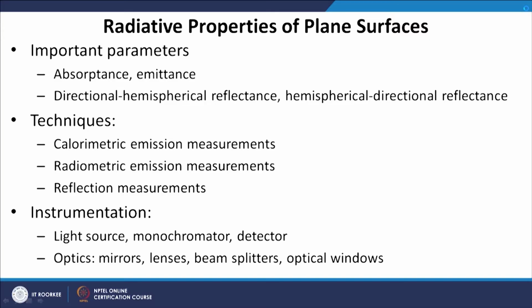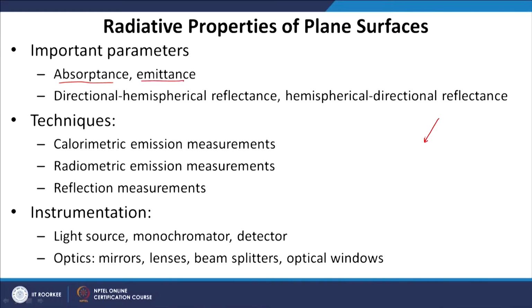through experiments. So the first thing that we will discuss is radiative properties of plane surfaces. The techniques used to determine the properties of plane surfaces are basically used in the determination of properties of gases as well, because the setup remains more or less the same. We need a number of things that will be common for surfaces as well as for gases.